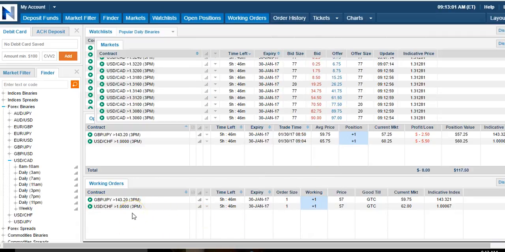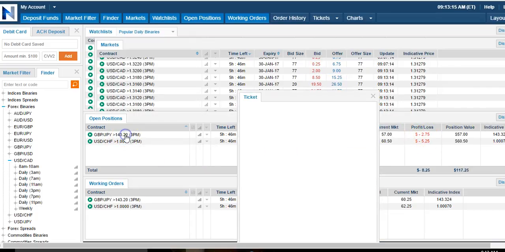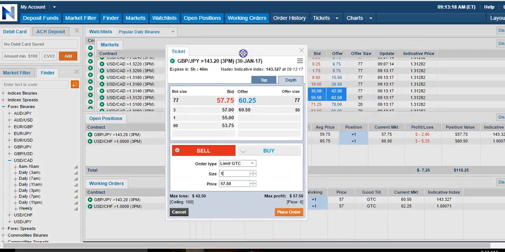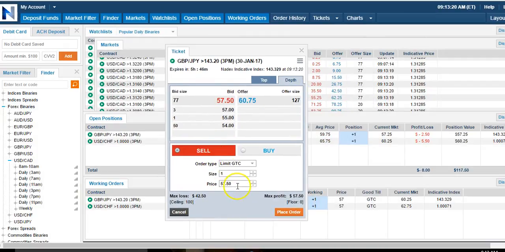Now the other way, let's say this particular trade, since it really wasn't a trade, the pound yen, let's say I wanted to take profits, or in this case I wanted to limit my loss. I could click on it. It's in the open position. Click on the ticket, and it automatically has the opposite direction. I had a buy trade on it, so it has the opposite direction, which would be a sell trade. And I can just hit place order, and it will get me out of that particular trade.